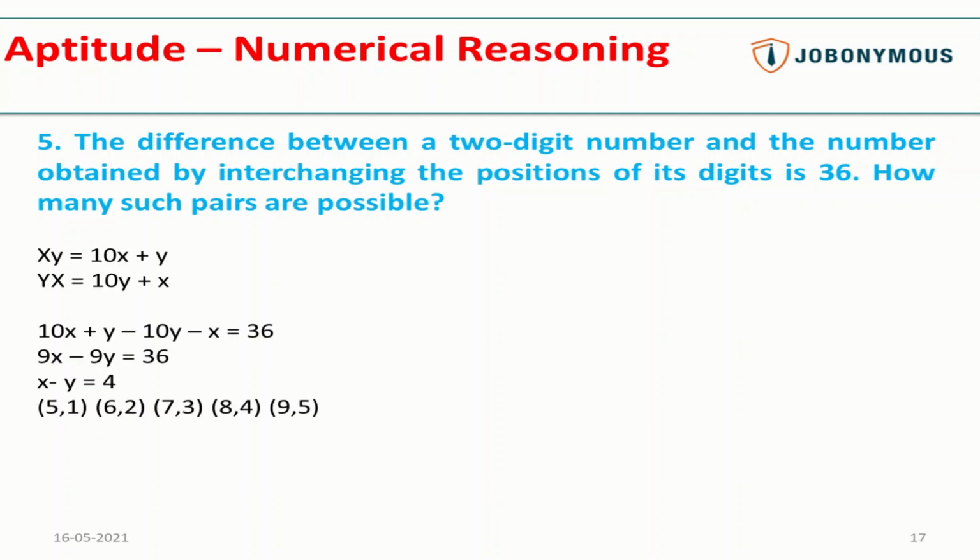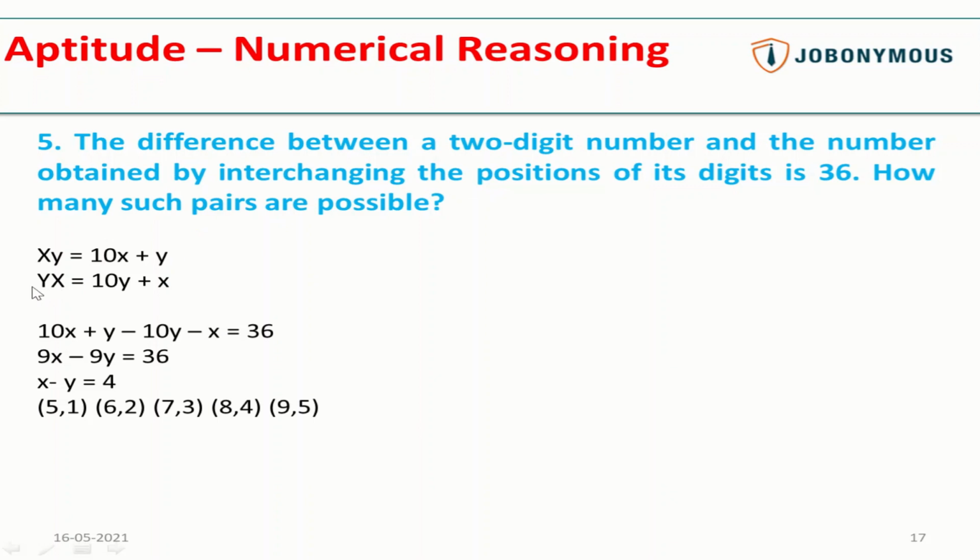Instead of that, you should use this equation. Assume that the two-digit number is xy. How can you write this number? 10 times x plus y. This is because if I suppose the number is 15, so 1 5, then 10 into 1 plus 5 comes out to be 15. So this is how you can write this equation.